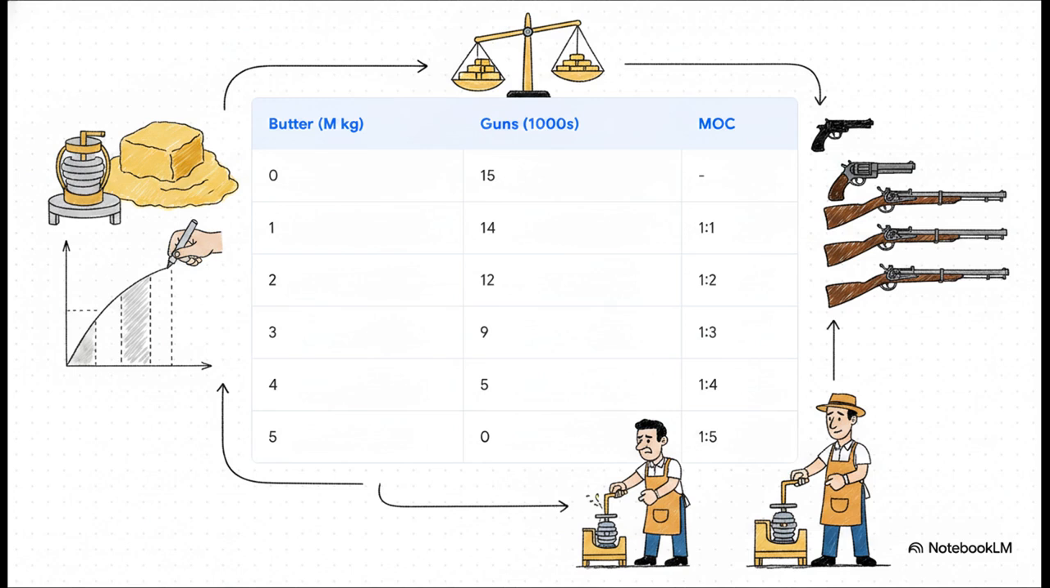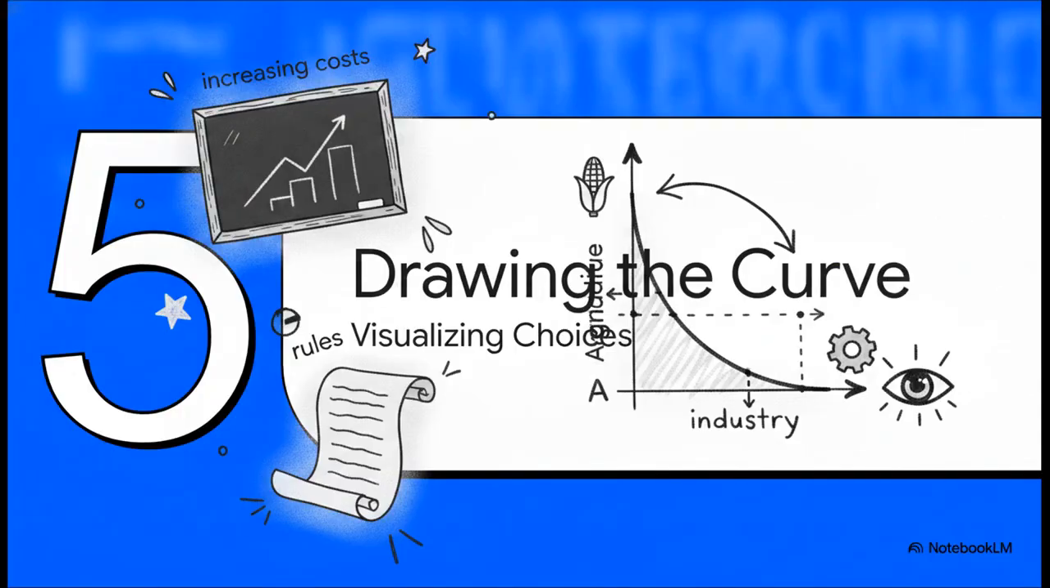But look what happens as we keep demanding more and more butter. Moving from C to D to get just 1 more unit of butter, that costs us 3,000 guns, and going from E to F costs us a staggering 5,000 guns. The cost just keeps increasing. Why? Because of rule number 4. We're forcing worse and worse resources to make butter. It's literally like forcing an expert blacksmith to churn cream. It becomes incredibly inefficient.